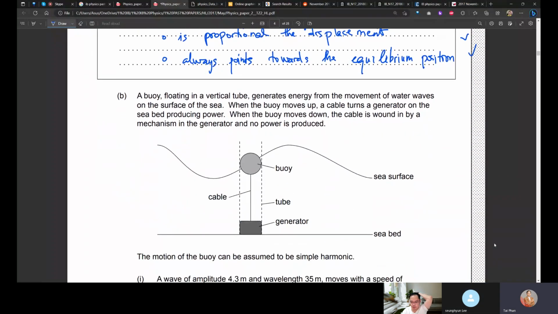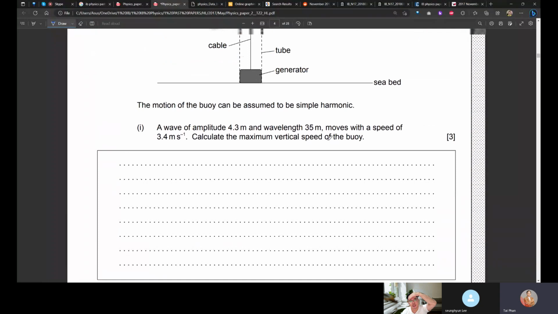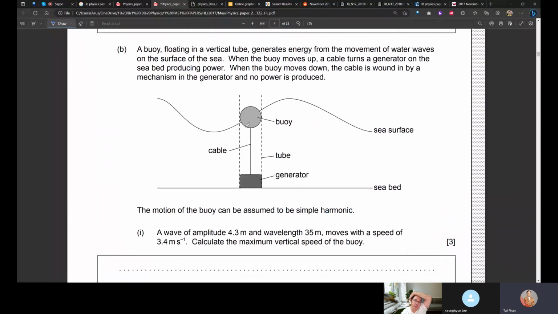Question B. A buoy floating in a vertical tube generates energy from the movement of water waves on the surface of the sea. When the buoy moves up, a cable turns a generator on the seabed, producing power. When the buoy moves down, the cable is wound in by a mechanism in the generator and no power is produced. The motion of the buoy can be assumed to be simple harmonic. A wave with amplitude 4.3 meter and a wavelength of 35 meter moves with a speed of 3.4 meter per second. Calculate the maximum vertical speed of the buoy.